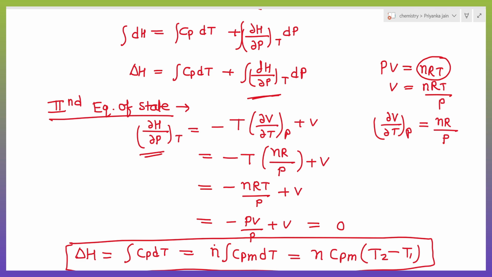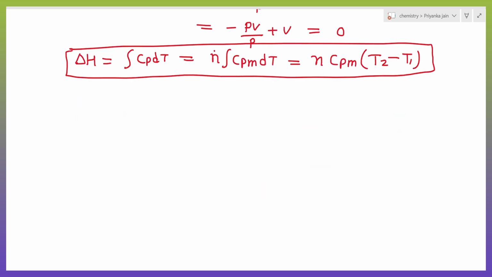If you have to find out the enthalpy for van der Waals gases, I am not doing the full derivation because you do not need it, and that is also given in the books. You can see the book by K.L. Kapoor. That is a good book, but we are not using it here.